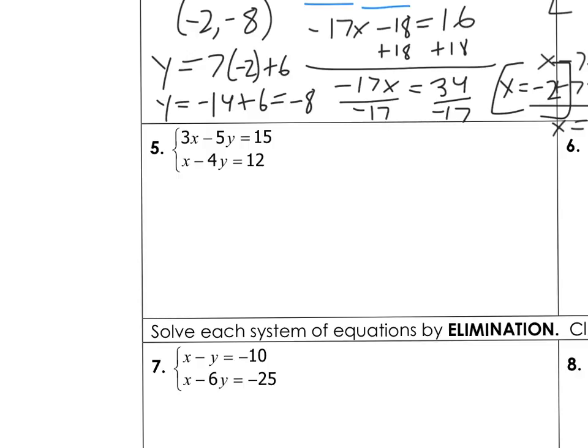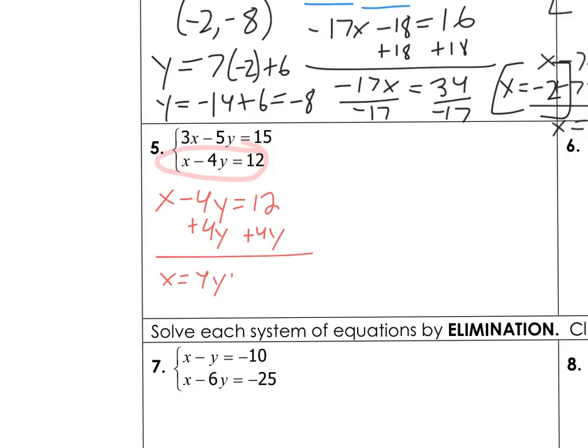Okay, next, substitution. It looks like the easiest equation to solve for a variable would be that second equation. So we have x minus 4y equals 12. You're going to want to solve for x, right? Because that's the one that has a coefficient of 1. So we'd add 4y on both sides. And that would leave us with x equals 4y plus 12.